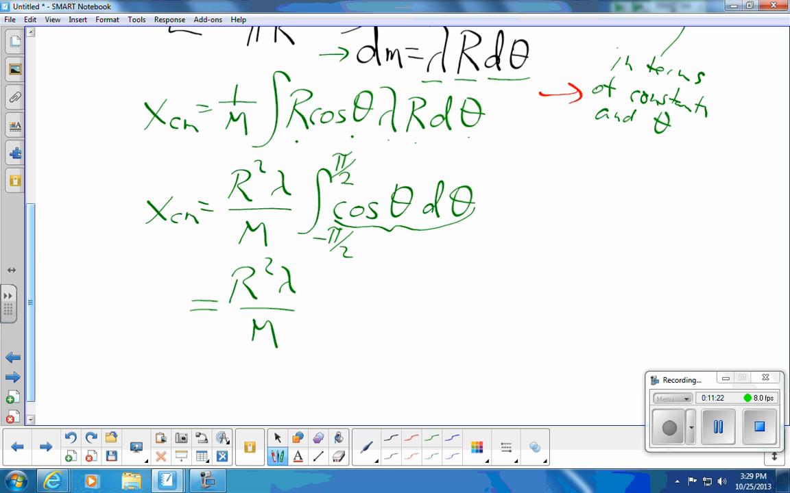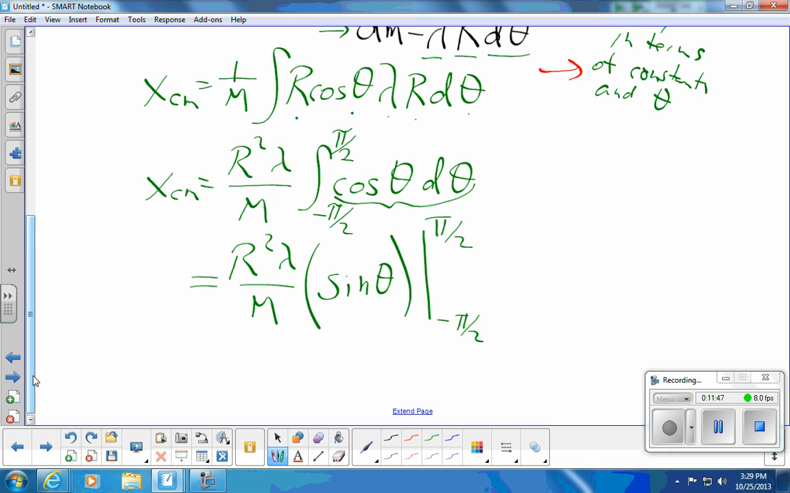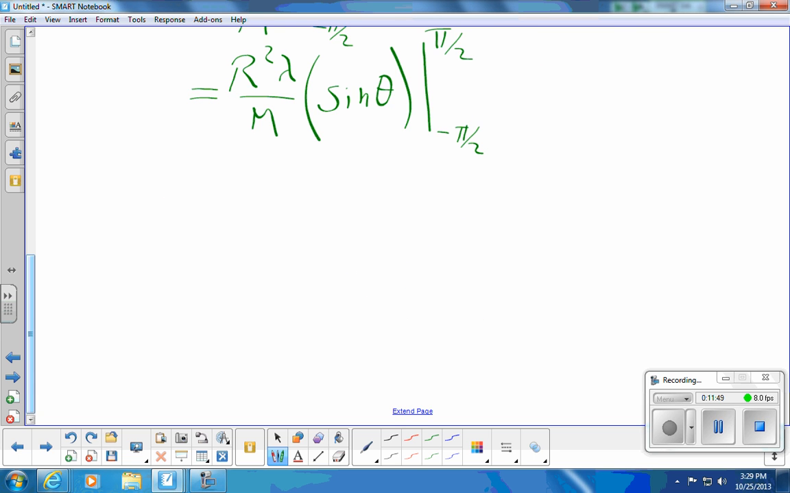Okay, what's the integral of that? Well, I say to myself, what function would I differentiate to get cosine theta? Well, I know that if I differentiate sine, I get cosine. So the integral of cosine theta d theta is sine of theta. And I put the limits in, I go from negative pi over 2 to pi over 2. And the last thing I have to do is plug those in and see what I get.